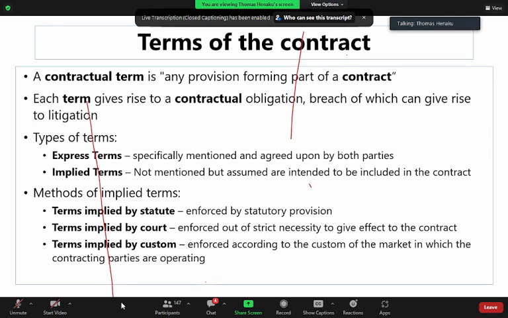So if the intentions of the parties are not clear from the express terms, then it may be necessary to imply terms into the contract. So what is the actual provision of the contract? In this contract, party A agrees to do A, B, C, and party B agrees to do this, that. It becomes the expressly stated or agreed upon, whether oral or written. We say it is the express term, specifically mentioned and agreed upon by both parties.